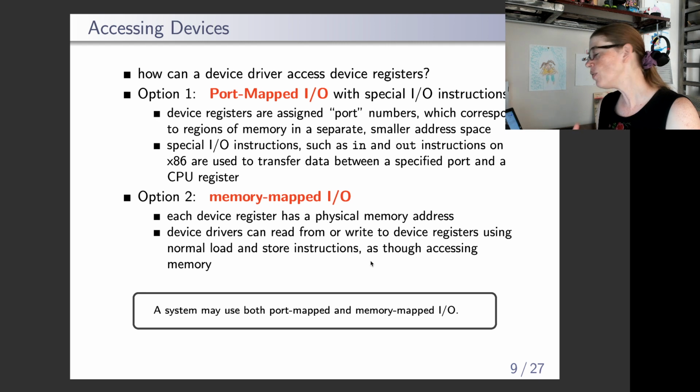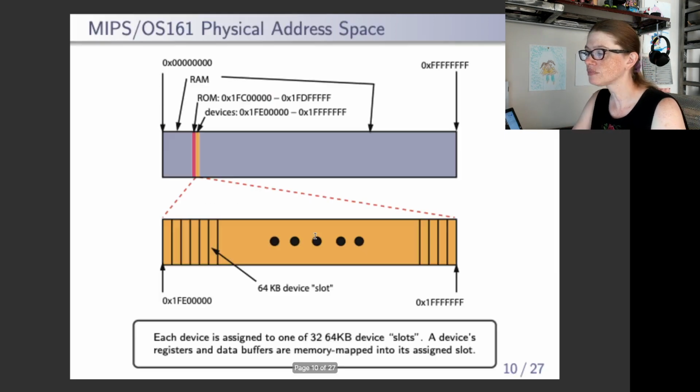So you might wonder, what do modern computers use today? They must use memory mapped I/O. Actually, they use both. When it comes to devices, like with the device drivers, polling versus not polling, we still use both. And for port map versus memory mapped I/O, we still use both. OS 161, by the way, just uses memory mapped I/O.